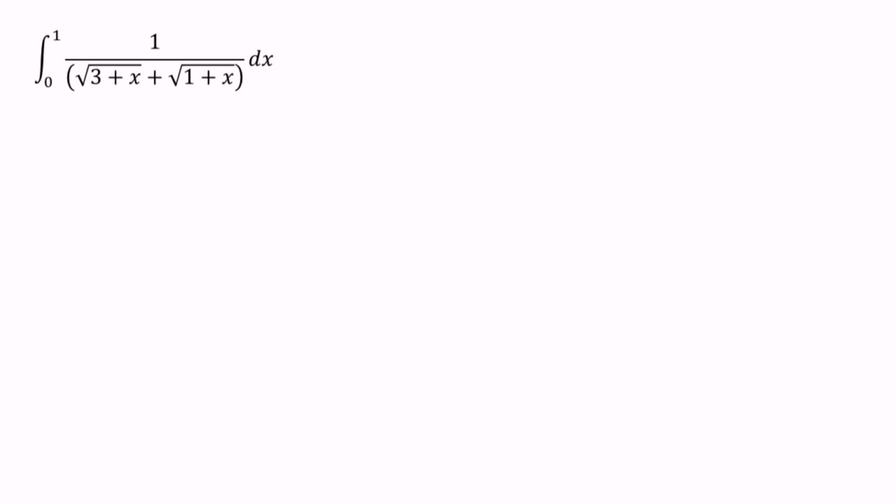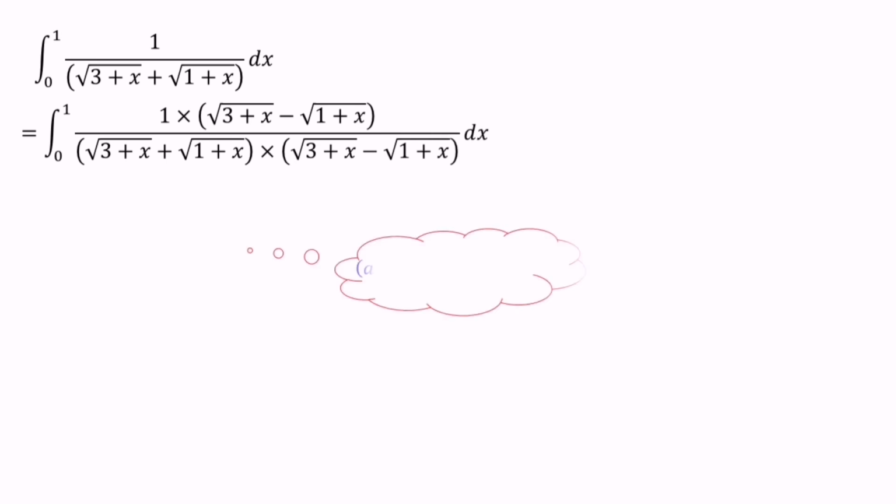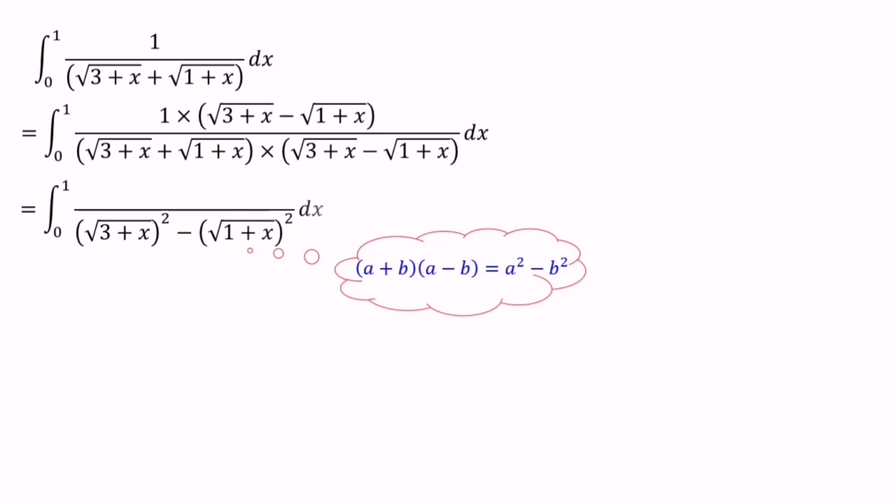The conjugate of root 3 plus x plus root 1 plus x is root 3 plus x minus root 1 plus x. (a plus b) into (a minus b) equals a squared minus b squared. In the denominator, root 3 plus x is like a and root 1 plus x is like b. Using this equation, the denominator can be written as root 3 plus x perfect squared minus root 1 plus x perfect squared. In the numerator, we have root 3 plus x minus root 1 plus x.